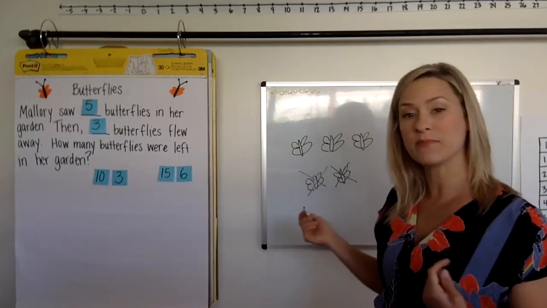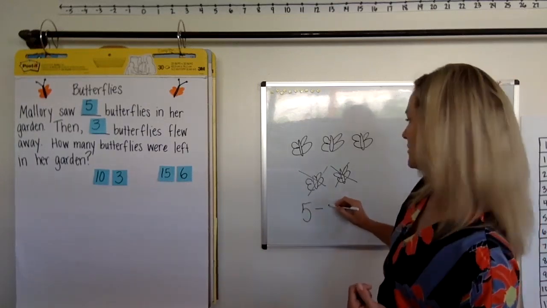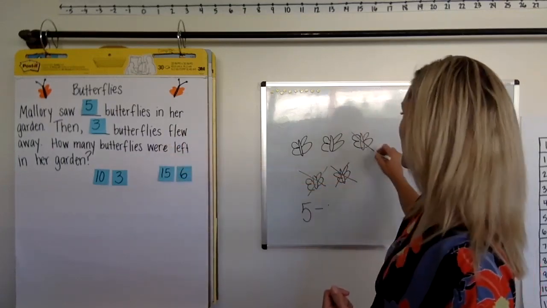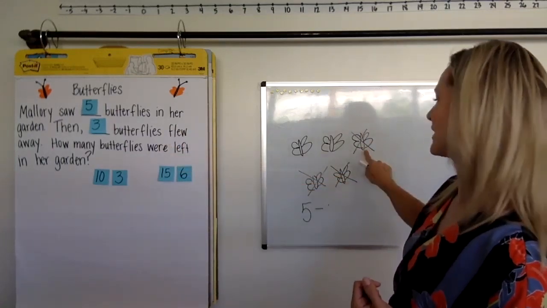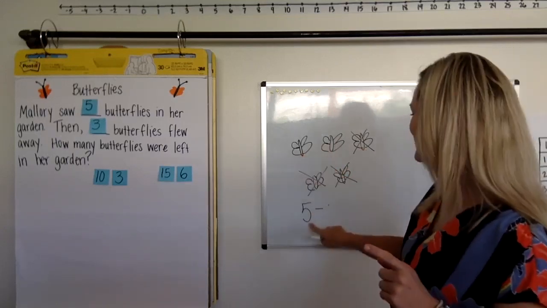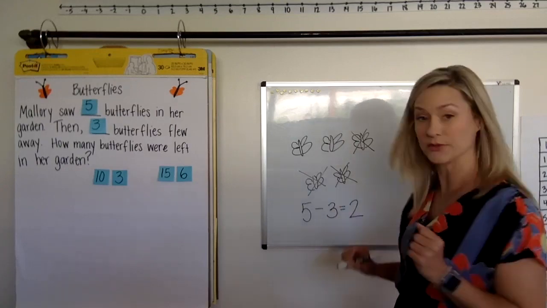And then we can ask for the matching number sentence. 5 minus, whoops, it was 3 butterflies flew away. Better cross out 1 more. So 3 butterflies flew away, 2 were left. Almost got me there. So 5 minus 3 equals 2.